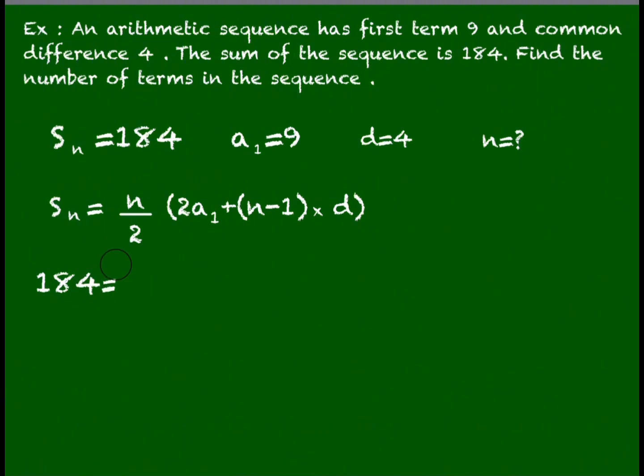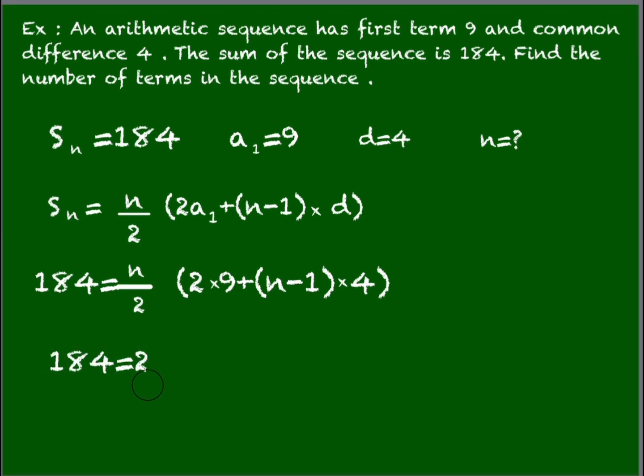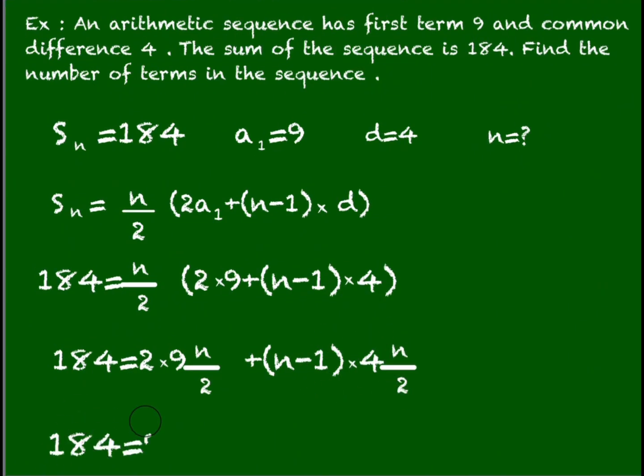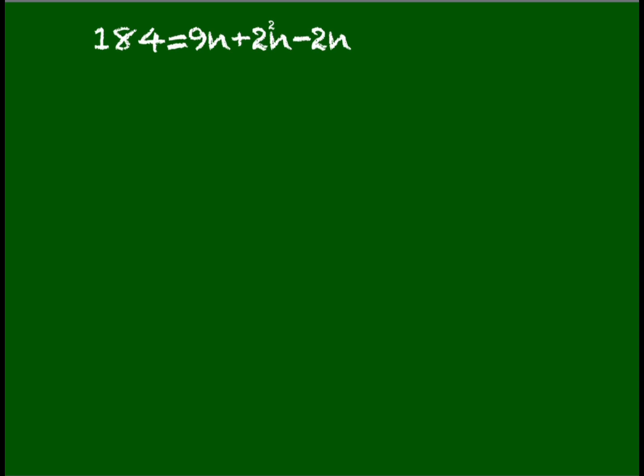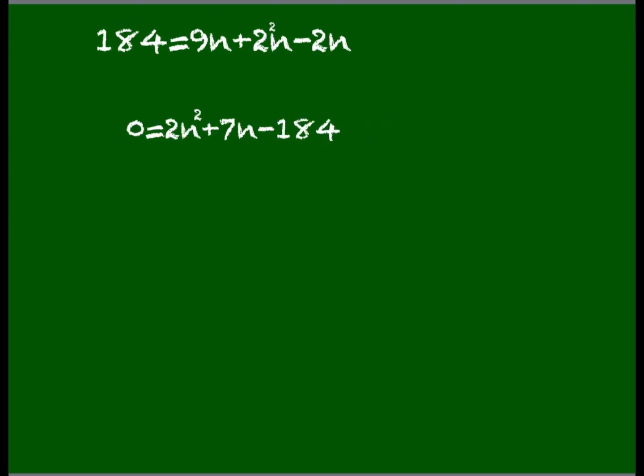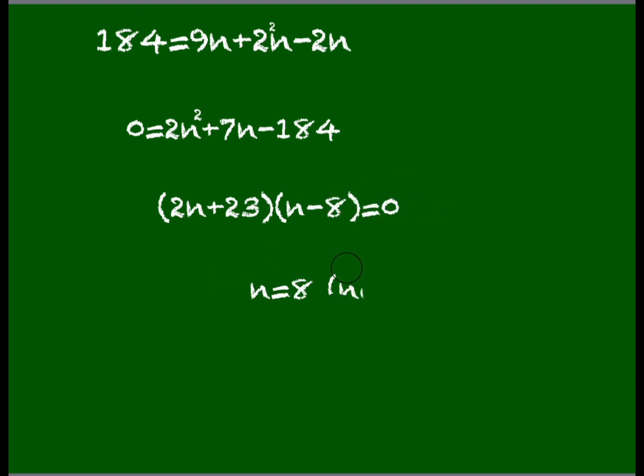Let's plug all the known values into the formula and organize it. We have the sum of all terms is 184, the first term equals 9, the common difference is 4, and we're solving for n, the number of terms. Let's go ahead and multiply the inside of the parenthesis by n over 2. Next, let's combine the terms and collect everything on one side of the equation. Since the coefficient of x squared is not 1, it's time to use the AC method for factorization. Since the number of terms must be a natural number, we can conclude that n equals 8.